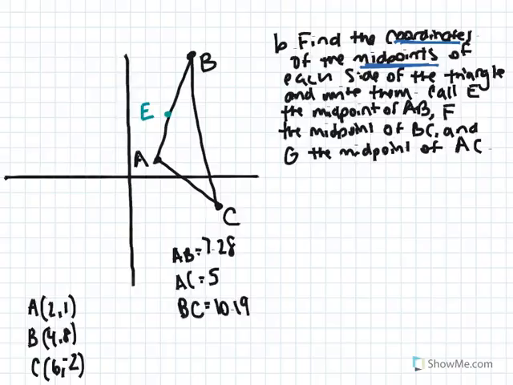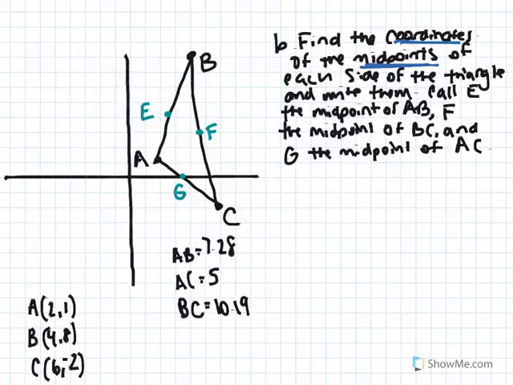F is the midpoint of BC. I'm just eyeballing it. I don't know where these midpoints are, but I just want to get an idea of what this is going to look like. F is the midpoint of BC, and G is the midpoint of AC. Okay, so I have my 3 midpoints.